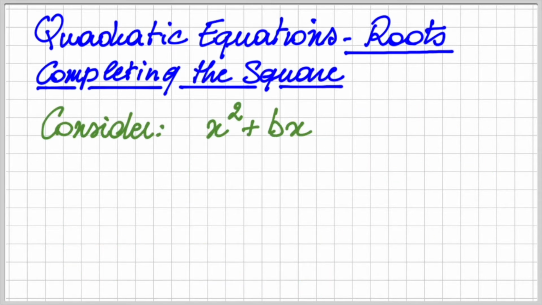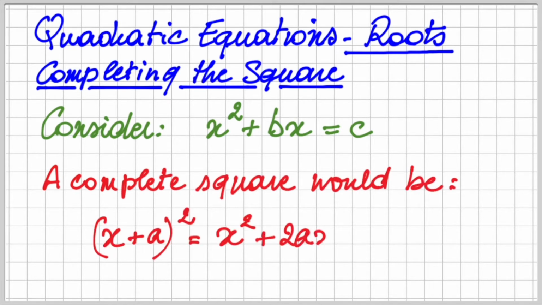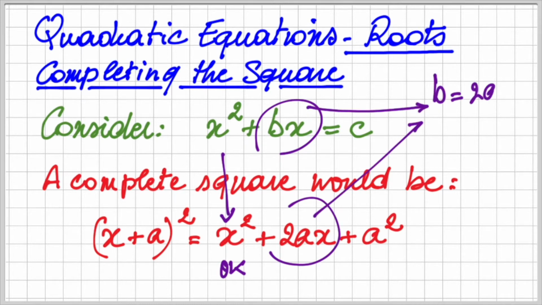Now consider the special equation x² + bx = c. When we look at this, we would say that the complete square would be of the form (x + a)², which is x² + 2ax + a². Now we have to find, first of all, the first term x². That's correct. And we have to find the 2ax, the product here.